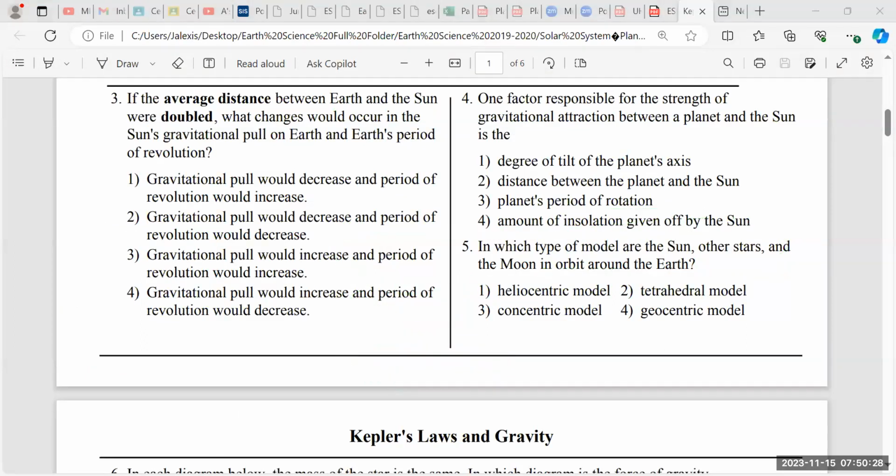When we take a look, the option that either talks about the mass of a planet or the sun or the distance between the planet and the sun is choice 2. So either the distance between the planet and the sun or the mass of the planet and the sun, those are the only 2 things that affect the strength of gravitational attraction. So the correct answer is choice 2.